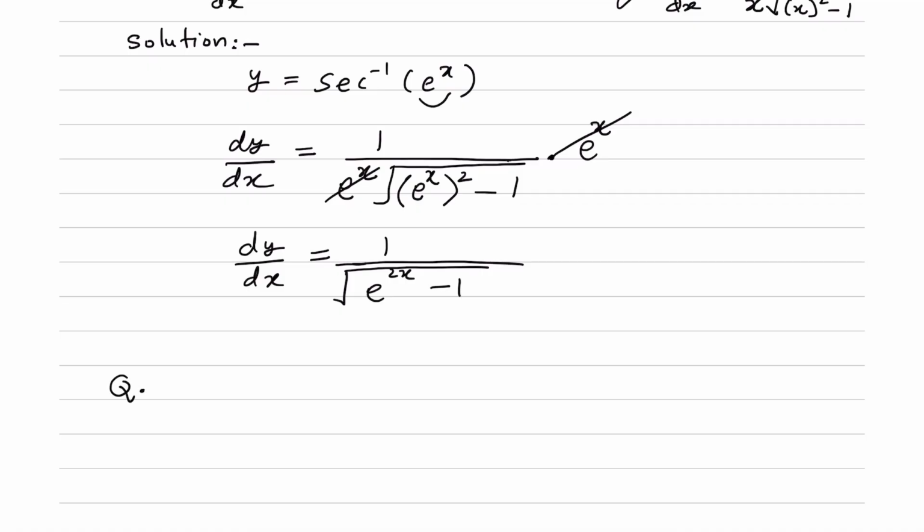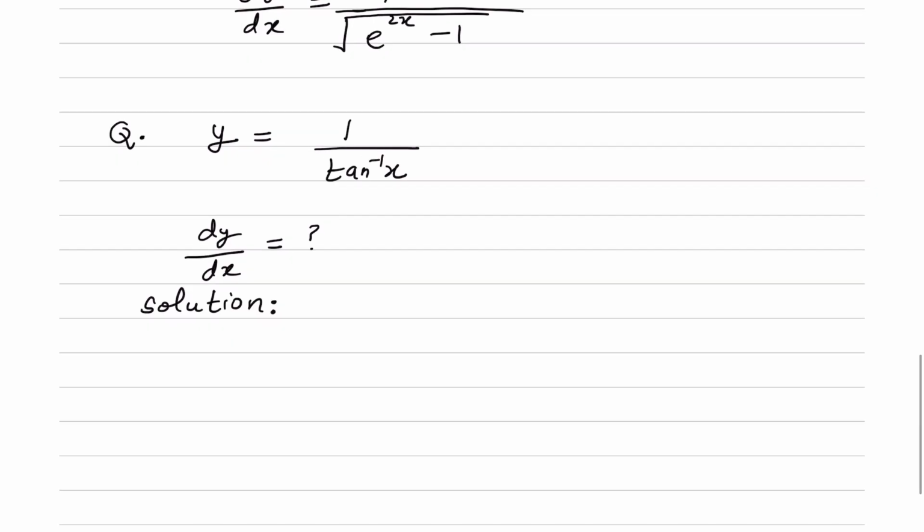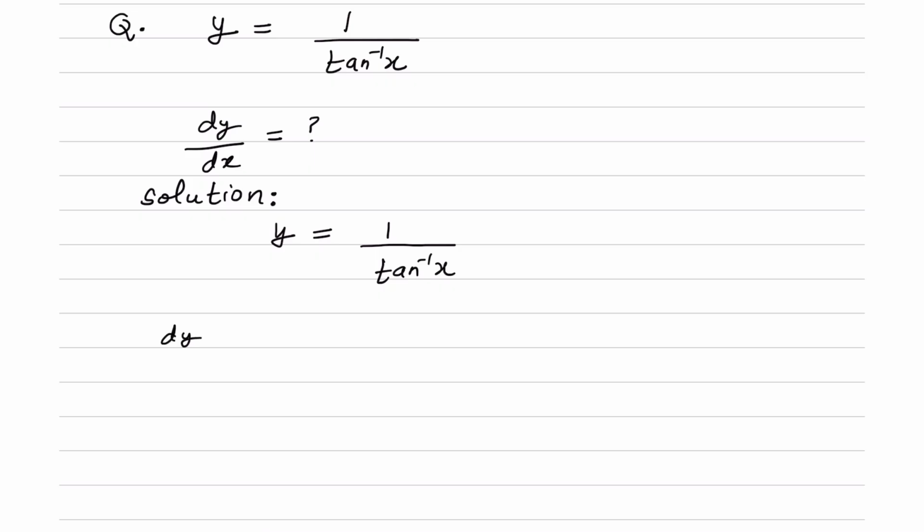Let's do another question and find the derivative of 1 over tan inverse x. We have to find the derivative of y with respect to x. Now see that here we have y as something over something, that is, y is in fractional form. So we know that whenever a function is given in fractional form and you have to find its derivative, then you can find the derivative by using the quotient rule. How does the quotient rule work?